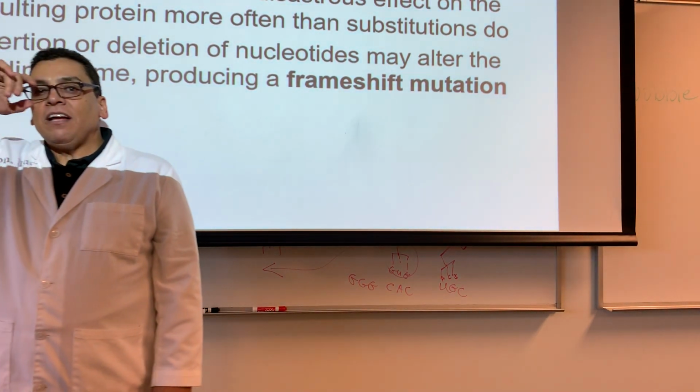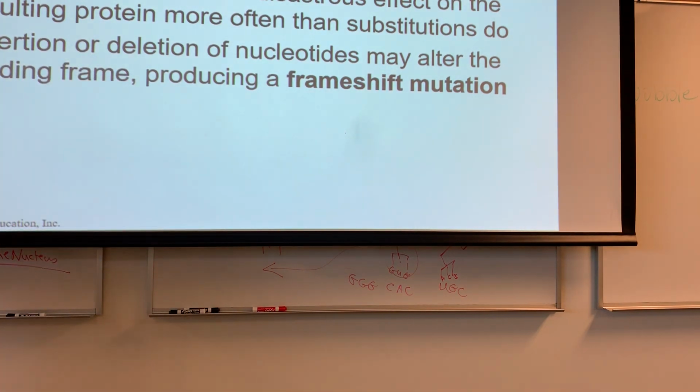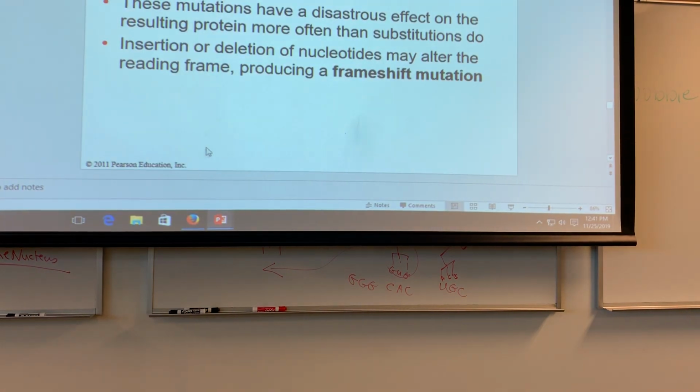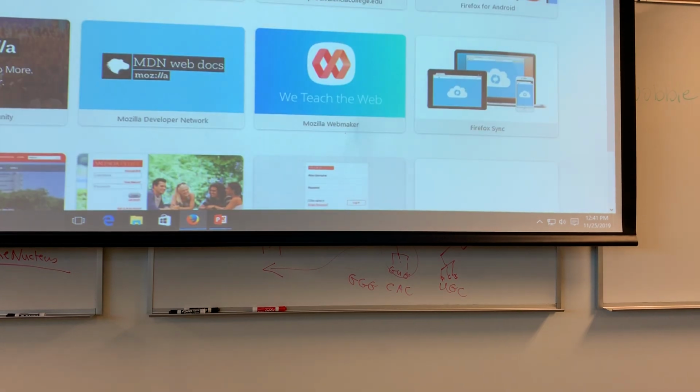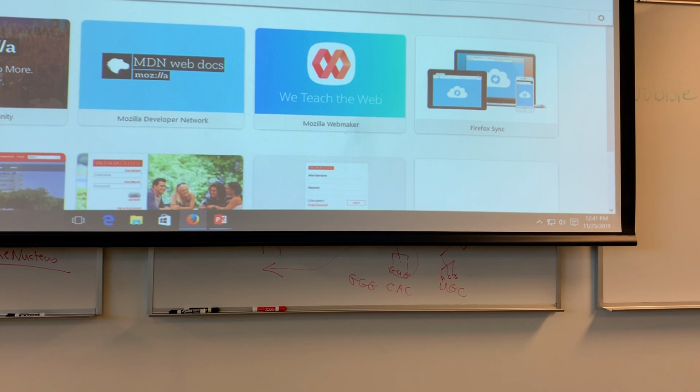Those are devastating. I'll show you an example of a disease that's caused by, at least partly caused by, frame shift mutation. Now, I'm not saying all the people that have this is caused by a frame shift. I say at least partly.